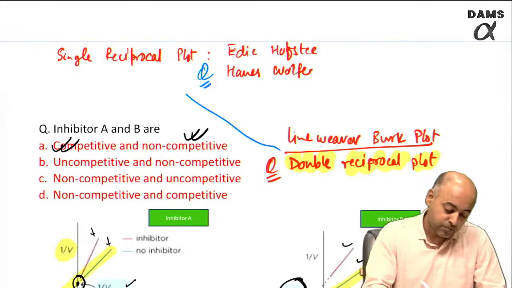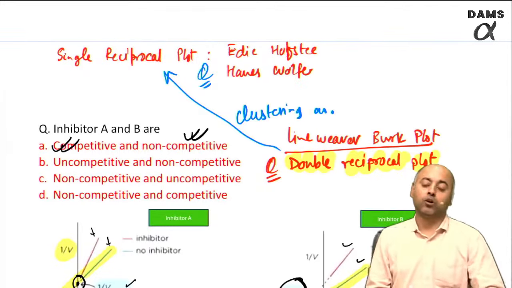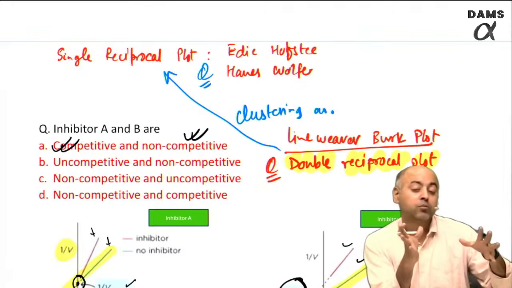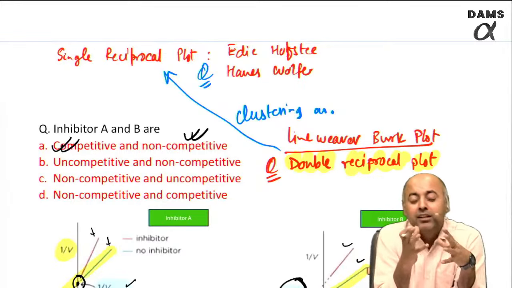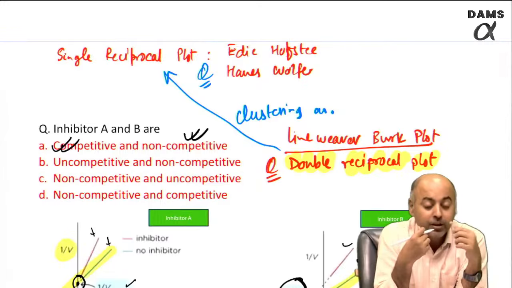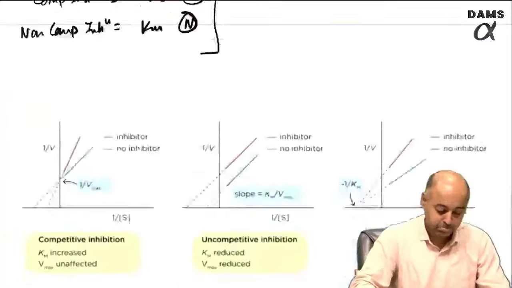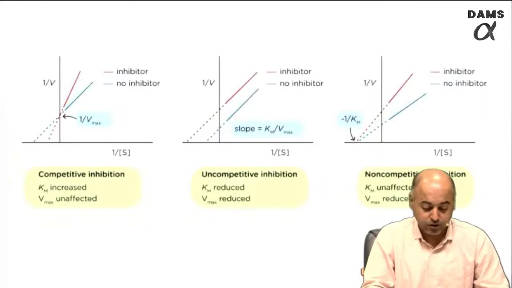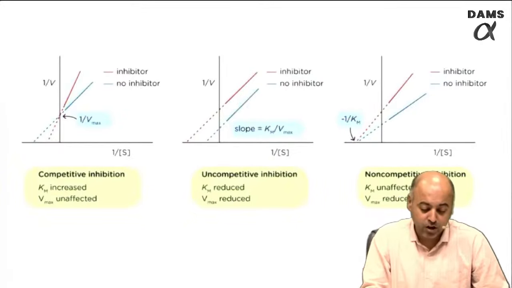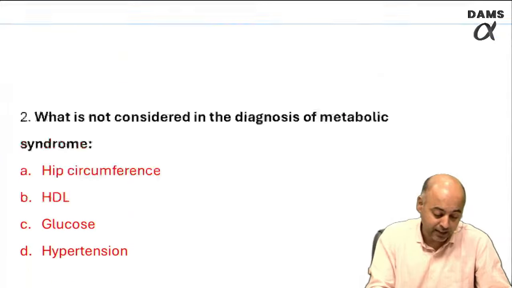We use them when there is clustering on the Lineweaver plot, because when there is clustering on the Lineweaver plot, the comparison between the different reactions becomes very difficult. In those cases we have to make use of the single reciprocal plot. Okay, so this is showing the different types of inhibition, how they appear on the Lineweaver plot, and what the effects are on the Km and the Vmax.